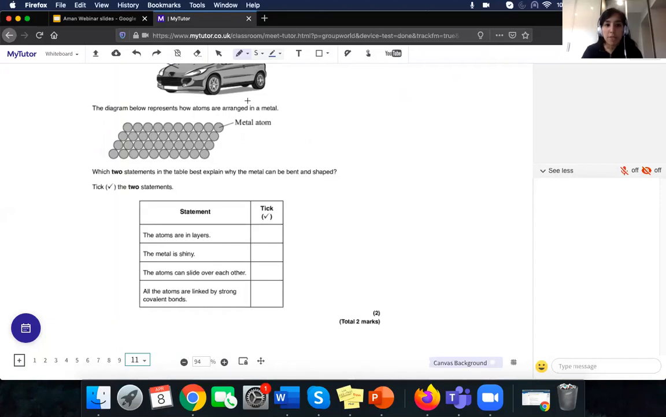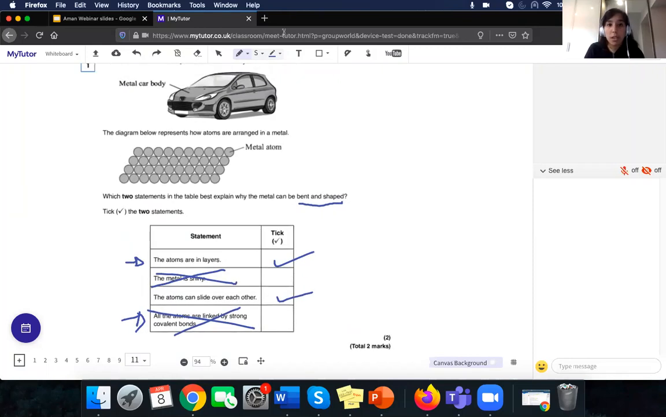Okay, someone is saying first and third. That is absolutely correct. So we know that metallic bonding does not have covalent bonds, so we can cross that out. The fact that a metal is shiny is not going to explain why it can be bent and shaped, so we can cross that out. So the only two we're left with are that they're in layers, which we know is correct, and that they can slide over one another. Okay, very well done. I'm going to have a look at the Q&A now.